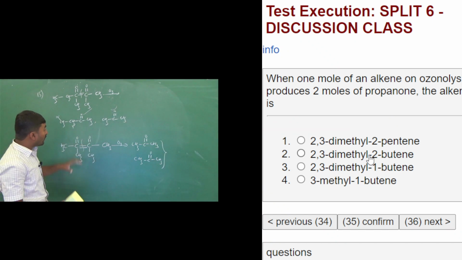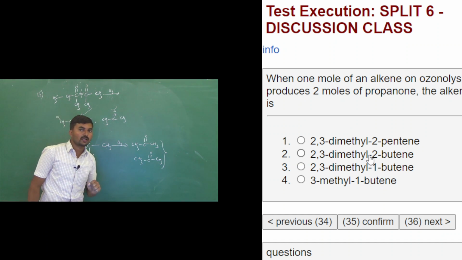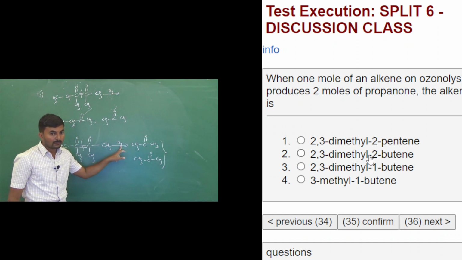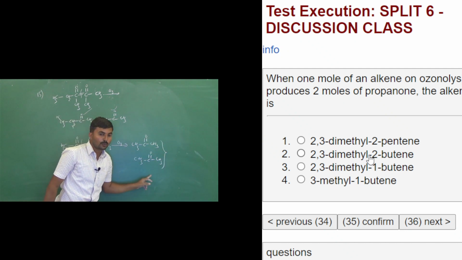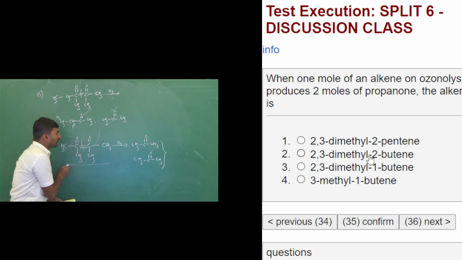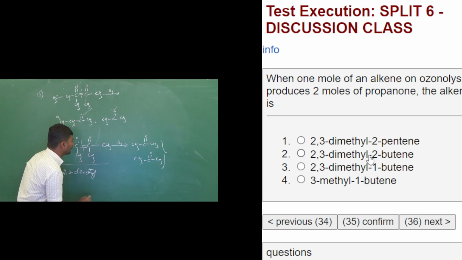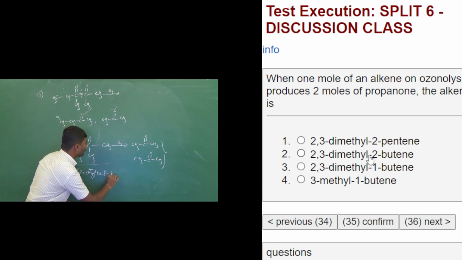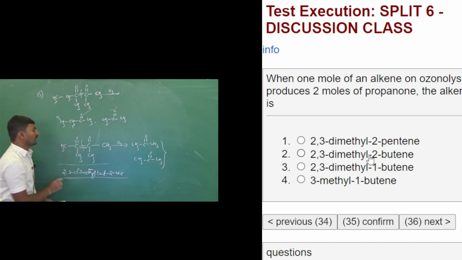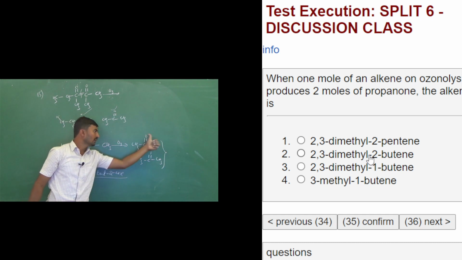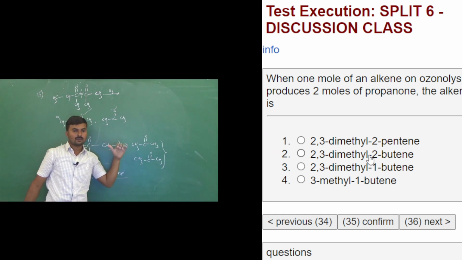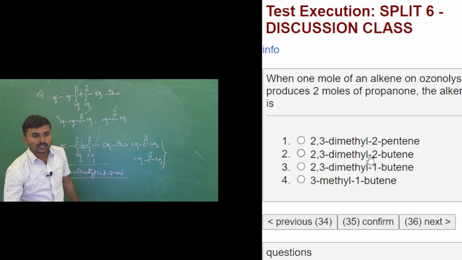So the molecule which on ozonolysis gives us 2 moles of propanone is this particular molecule, 2,3 dimethyl 2-butene. So which is the correct option then? Option 2, that is 2,3 dimethyl 2-butene. So the next one.